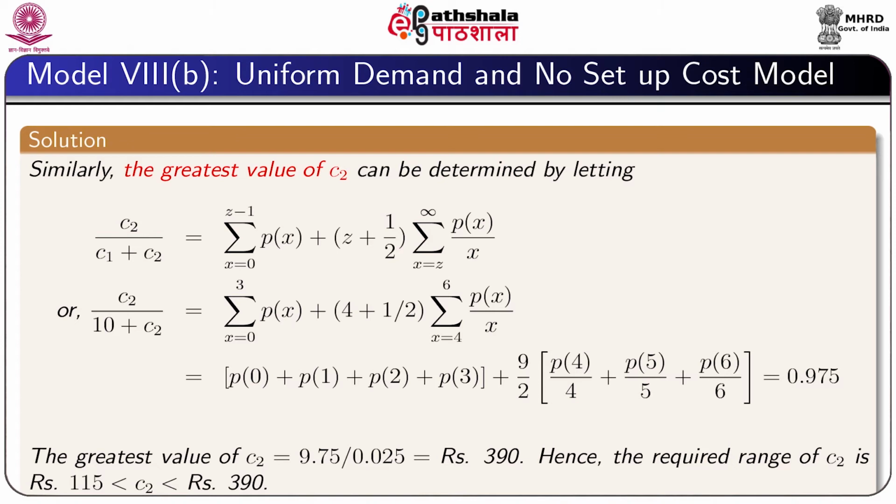Putting the values of the given parameters, we find that C2 by 10 plus C2 is equal to 0.975, and this gives the greatest value of C2 equal to 9.75 by 0.025, which is equal to rupees 390. Hence, the required range of C2 is rupees 115 less than C2 less than rupees 390.